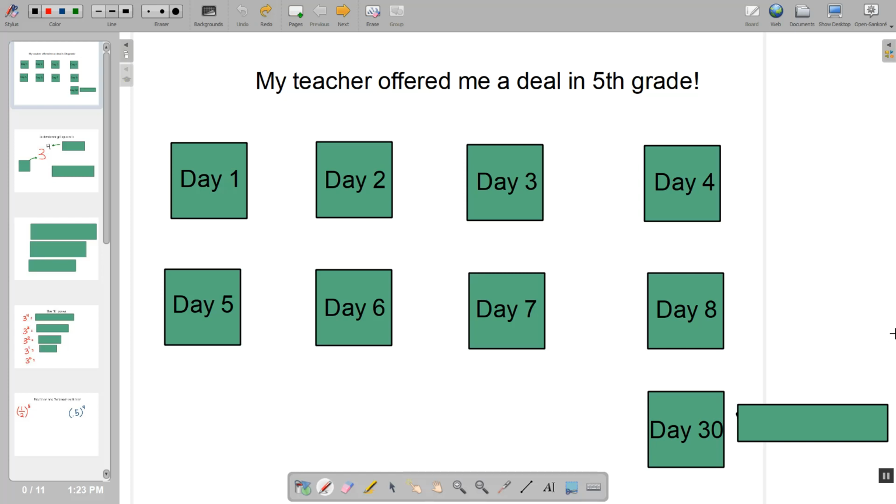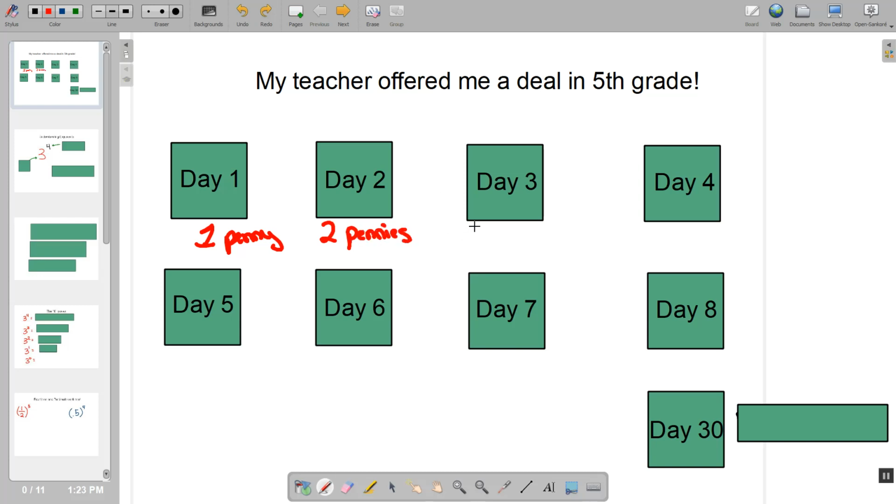In 5th grade, my teacher offered me a deal, and he said that I would never have to do any homework if I paid him a penny on the first day. But there was a catch. On the second day, I had to double the amount that I paid him on the first day, so I would have to pay him 2 pennies.